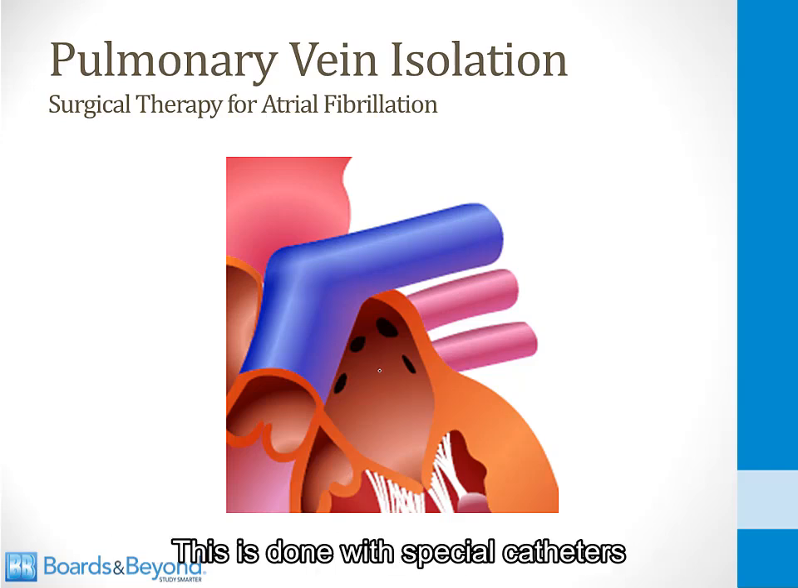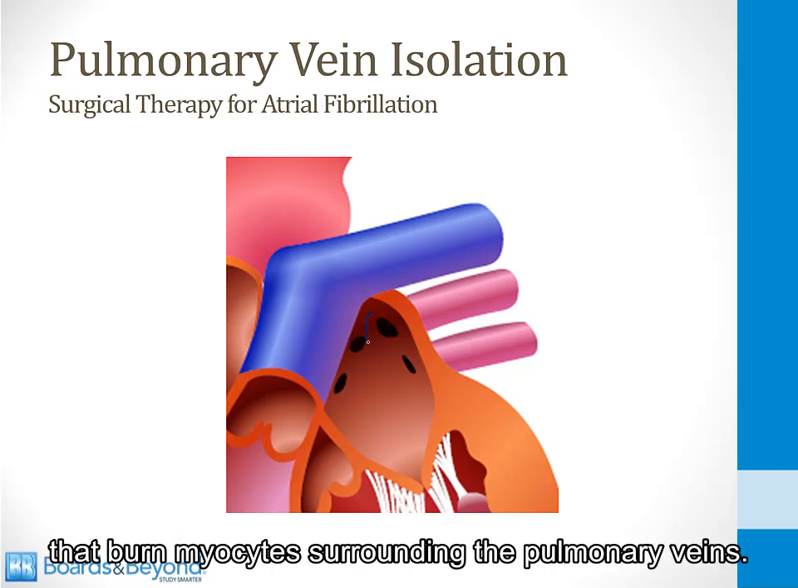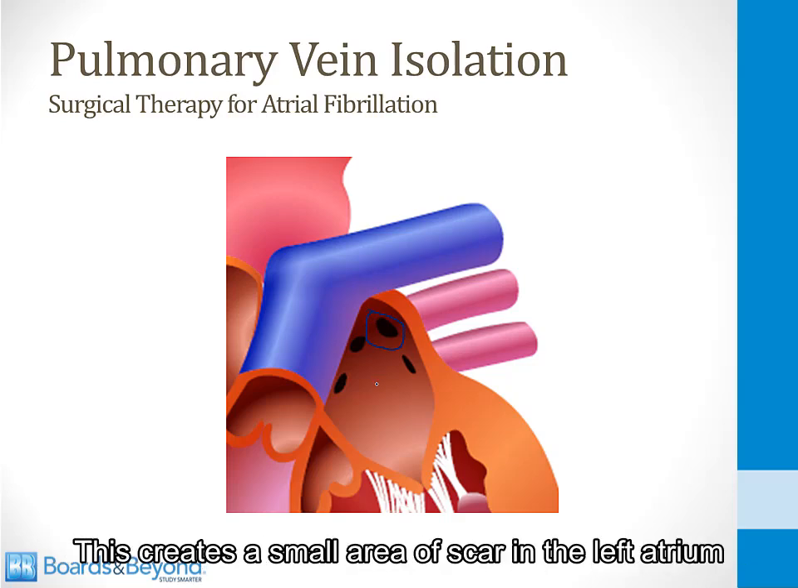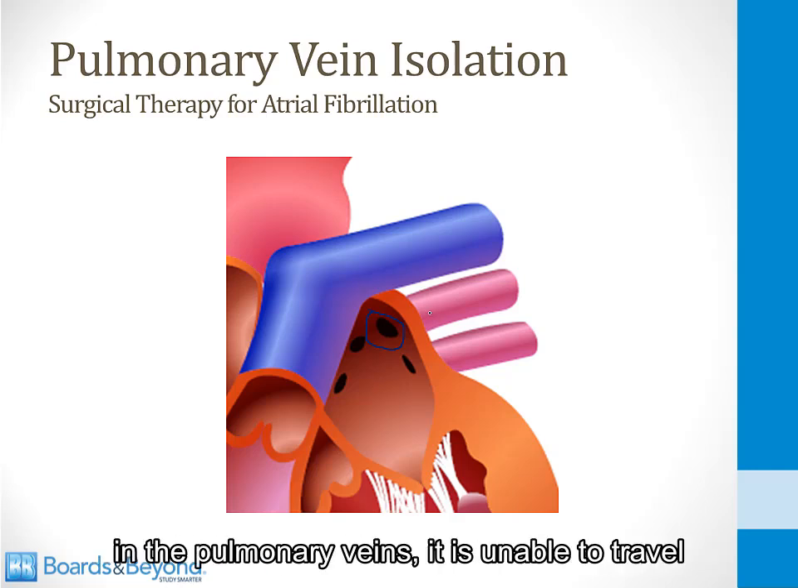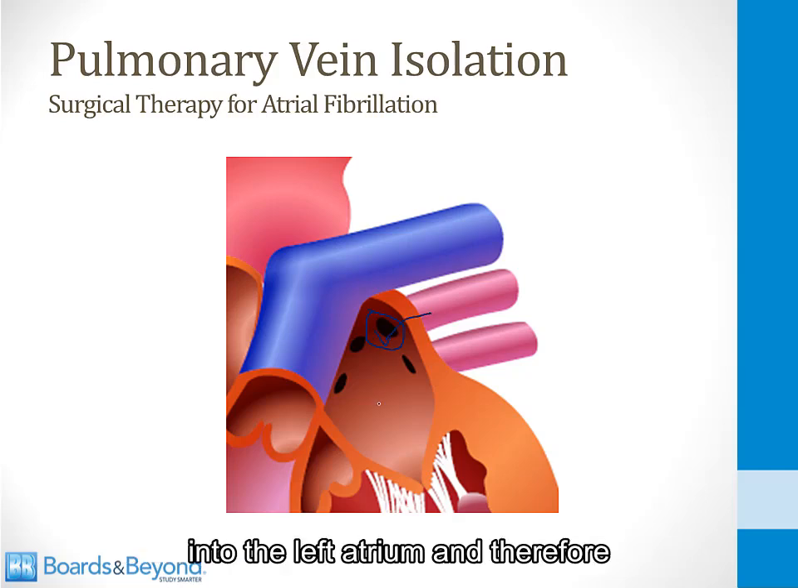This is done with special catheters that burn myocytes surrounding the pulmonary veins. This creates a small area of scar in the left atrium that does not conduct electricity. Thus, if one of those impulses begins in the pulmonary veins, it is unable to travel into the left atrium, and therefore the arrhythmia does not occur.